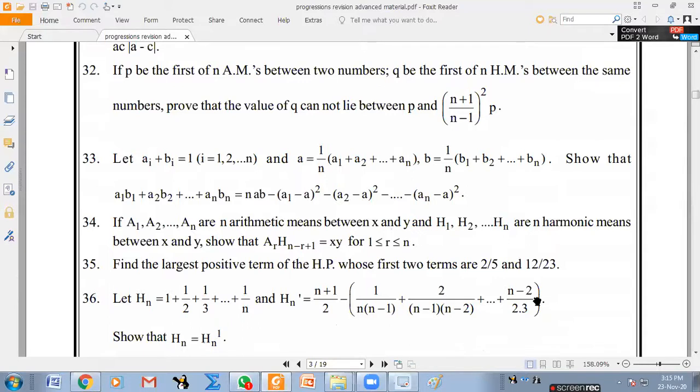You're also just manipulating the algebra, that's all. And indirectly recognize that a plus b is 1. You have to recognize it.